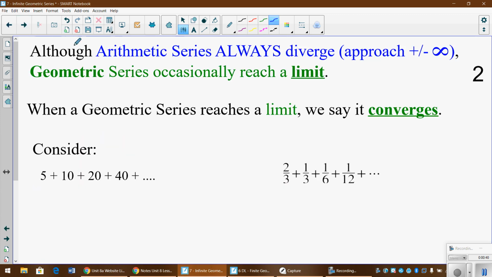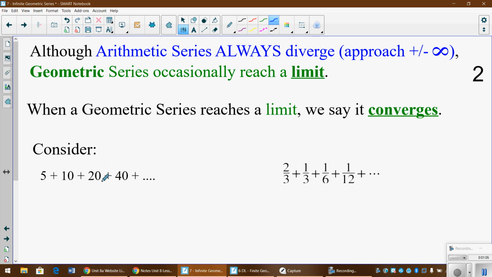So although an arithmetic series always diverges, approaches positive or negative infinity, geometric series occasionally reach a limit. And when a geometric series reaches a limit, we say it converges. The opposite of that is to diverge. So if we consider these two examples of geometric series, they're series because you're adding, they're geometric because you multiply by some common ratio to get the next value.